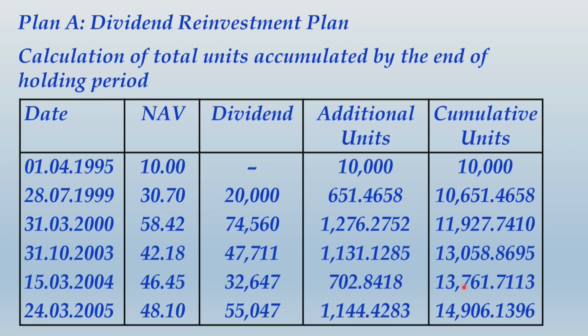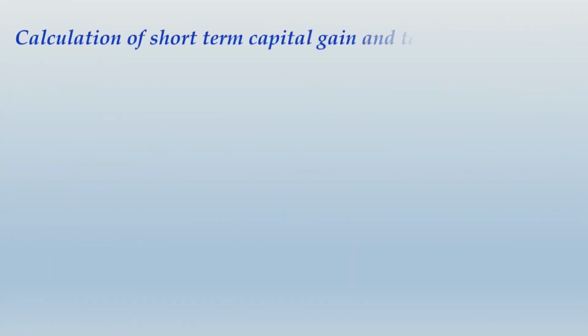That means all these units up to 13,761.7113 units, all these units were held for more than 1 year before they were sold. Only this last quantity, which we have purchased on 24th March 2005 and sold on July 2005, this is the only quantity that was held for short term, which will attract short term capital gain and tax thereon. So let us do one thing. Let us first understand the computation of that short term capital gain and tax thereon.